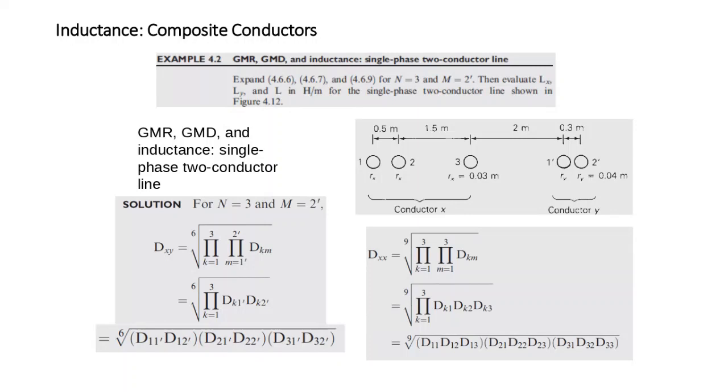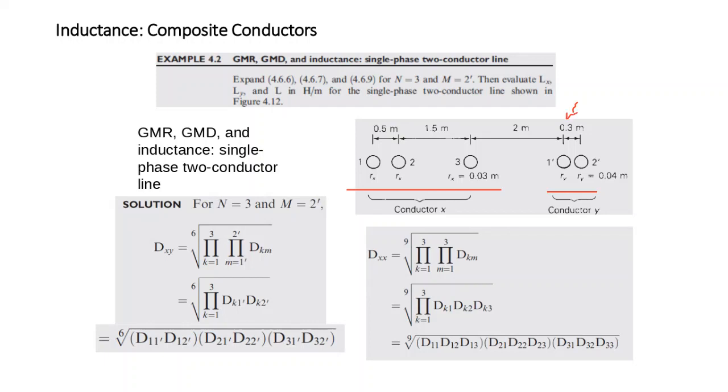Okay, so now we understood how to calculate the inductance between conductors. As you can see here, we have conductor X. You are not familiar yet with conductor X. These are subconductors in one conductor. So all these are conductors, and conductor Y consists of only 2 conductors, and the distance is 0.3 meter between these 2.